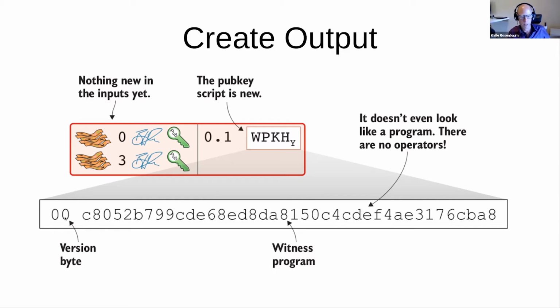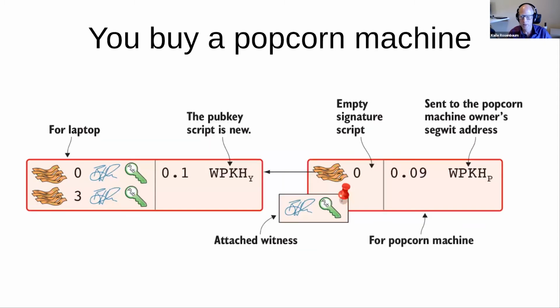And this is the version byte, and this is how you in the future can upgrade the scripting language. So that's why we have the version here, to facilitate future upgrades. Okay, so this is the output, and Amy publishes this transaction to the peer-to-peer network. And now this is confirmed.